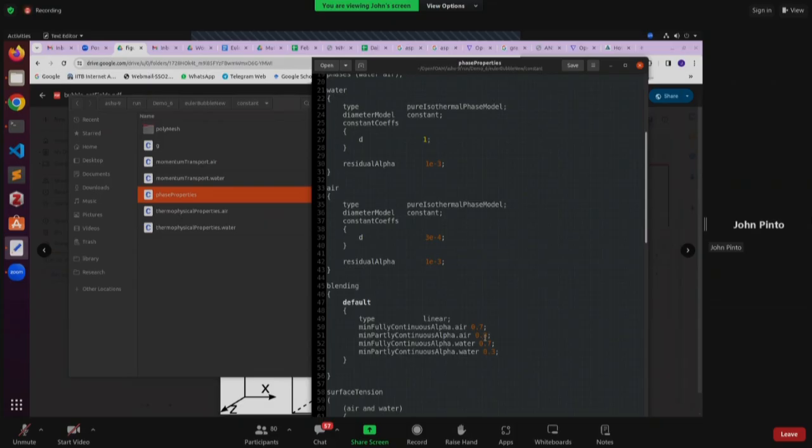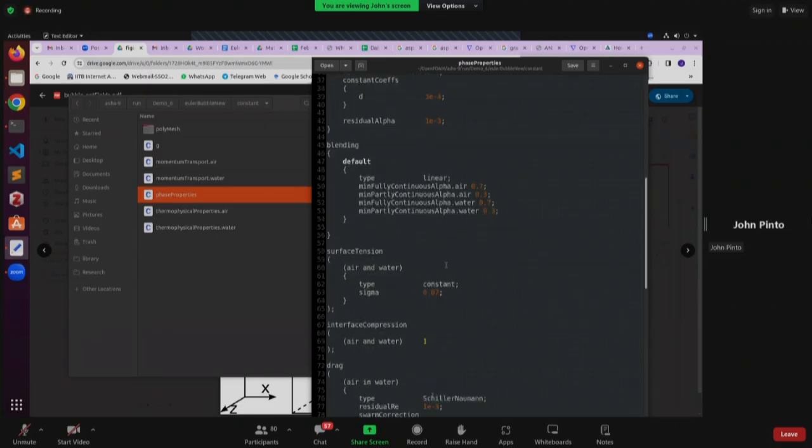So if your alpha is between 0.3 and 0.7 for air, then that region will be called a mixed region. If it is less than 0.3, then it will be dispersed. If it is greater than 0.7, then it will be continuous. And then according to this, the various drag models that are there will be applied. Along with this, we are defining the surface tension between air and water.